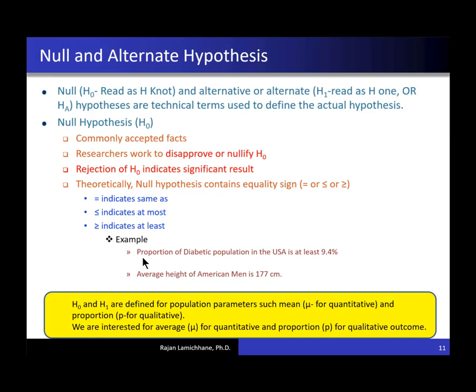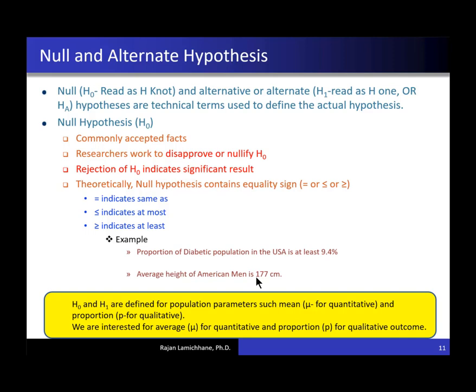So this is a claim. Suppose we have a claim which says the proportion of diabetic population in the US is at least 9.4%. This "at least" indicates that it has an equality sign, so it goes into the null hypothesis. Another example: the average height of American men is 177 centimeters. This means it's the same, equal, so it is an equal sign.